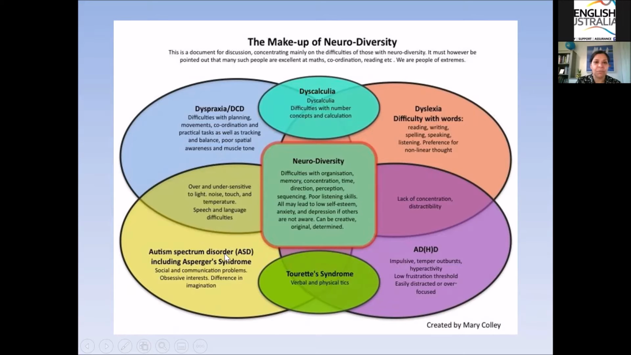They overlap here. You've got dyslexia, where you've got difficulty with words, and ADHD, and then here you've got lack of concentration, distractibility, where they're overlapping, and then all of these here where you've got these things coming into it as well. So neurodiversity, where it's difficulty with organization, memory, concentration. So all of them have that issue there. Poor listening skills.